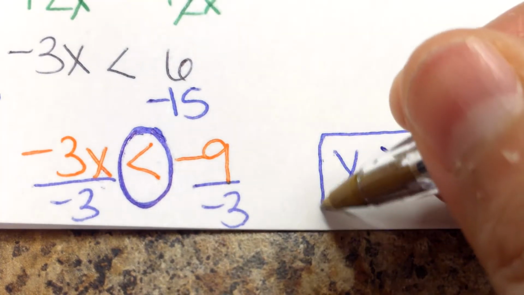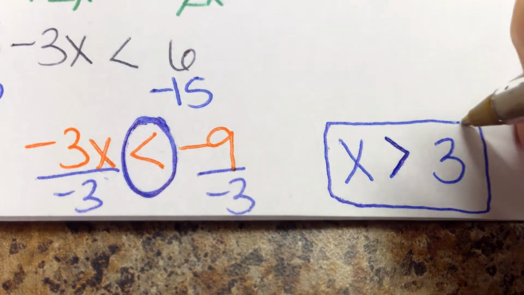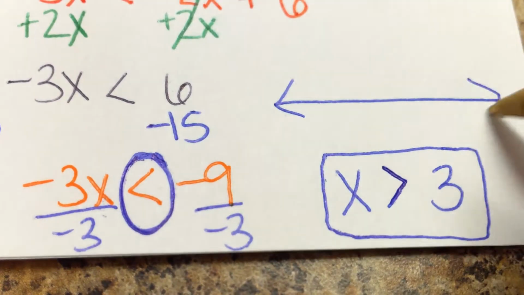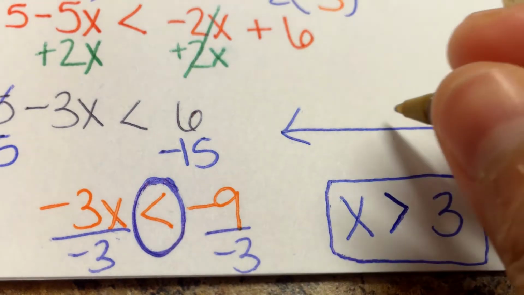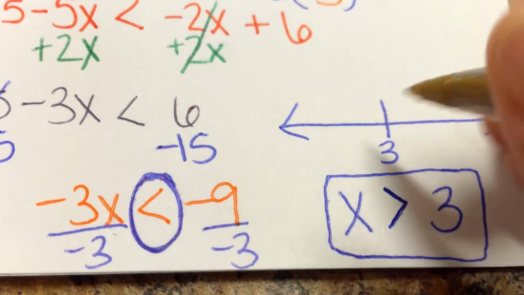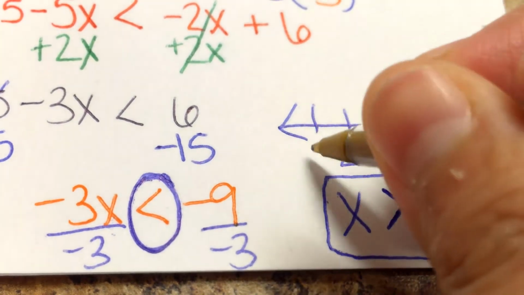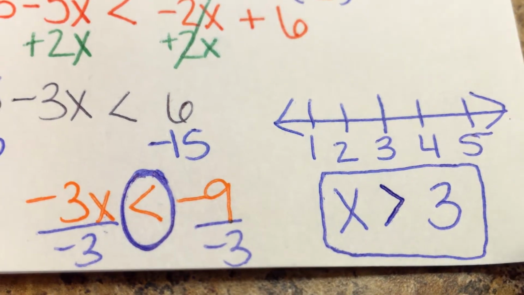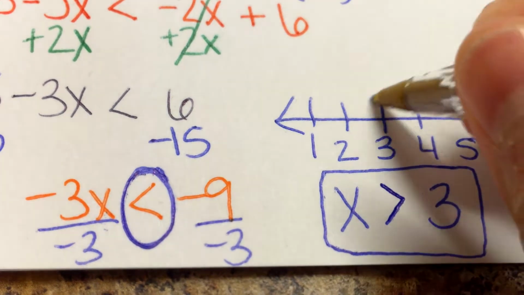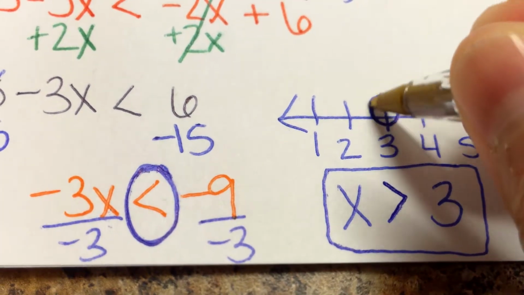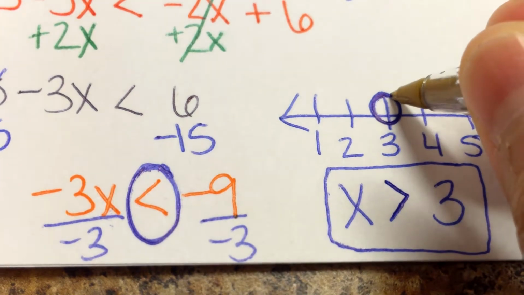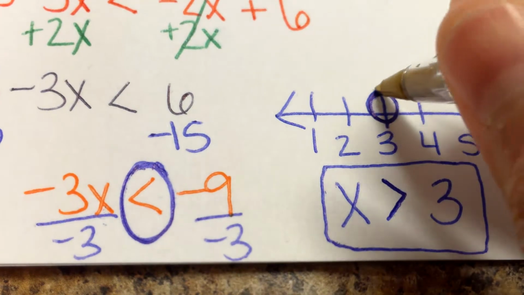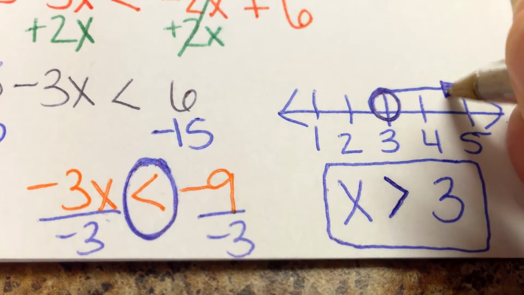And there's my answer. And if I were to graph it, it would just be on a number line. X is greater than 3. So I would put 3 here, 2, 1, 4, 5 on a number line. X is greater than 3, so it would be an open circle because 3 is not included. All the answers that are greater than 3 are to the right because 4, 5, 6, 7, those are greater than. So your inequality would look like this.